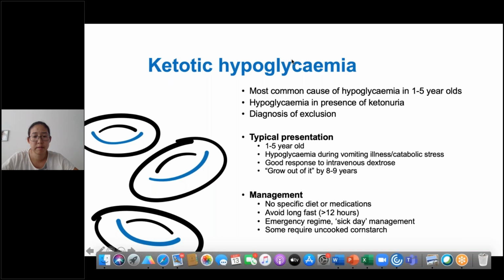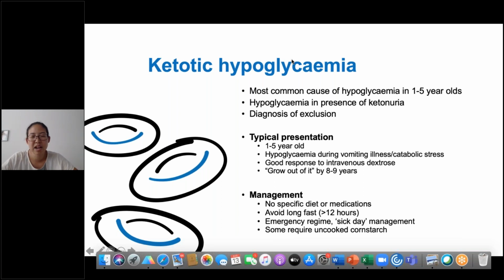So the typical presentation is 1 to 5 years old, usually with vomiting and illness and catabolic stress, but they get a really good response with intravenous dextrose, because all you're doing when you give them sugar is telling the body, here's sugar that you've run out of, now stop breaking down your fats to produce ketones, and then it shuts that all off, and then your ketones decrease.